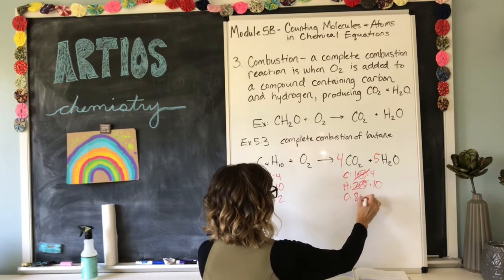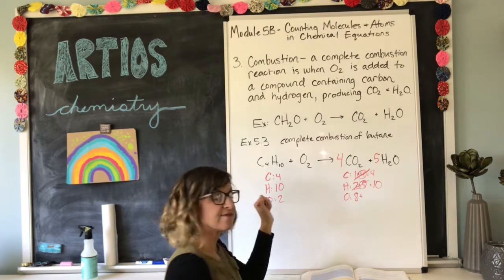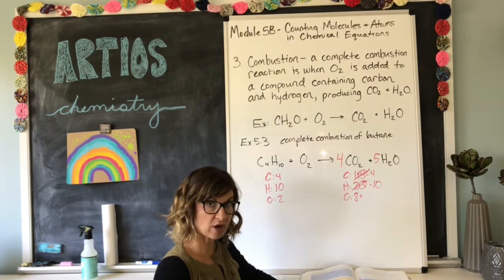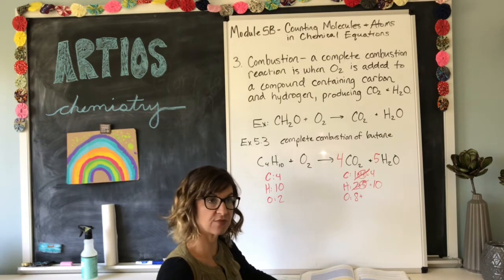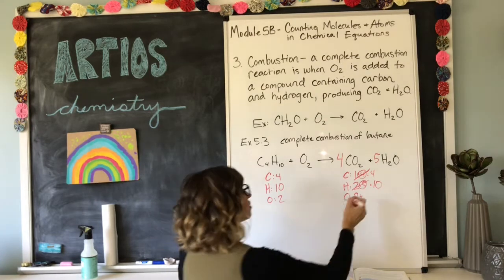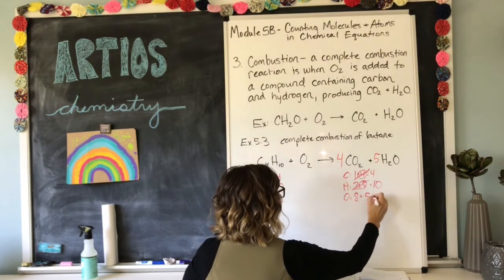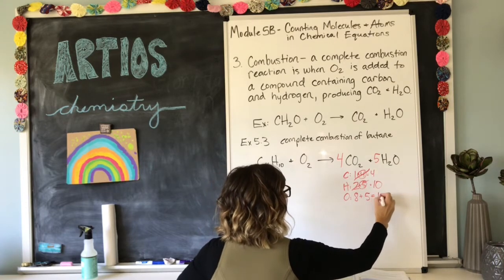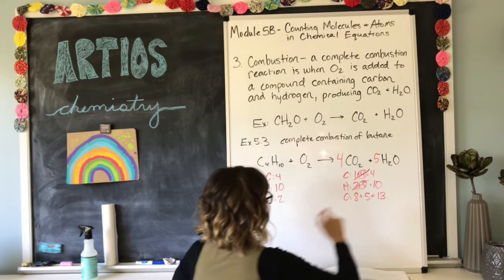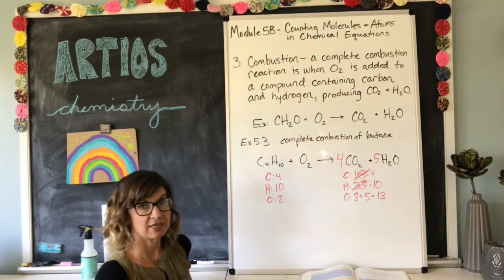There's 8 oxygens there, and over here we have 5 water molecules. In each water molecule there is 1 oxygen, so 5 times 1 is 5. So there's 5 oxygens represented in the water. So that makes a total of 13 oxygens on the right.